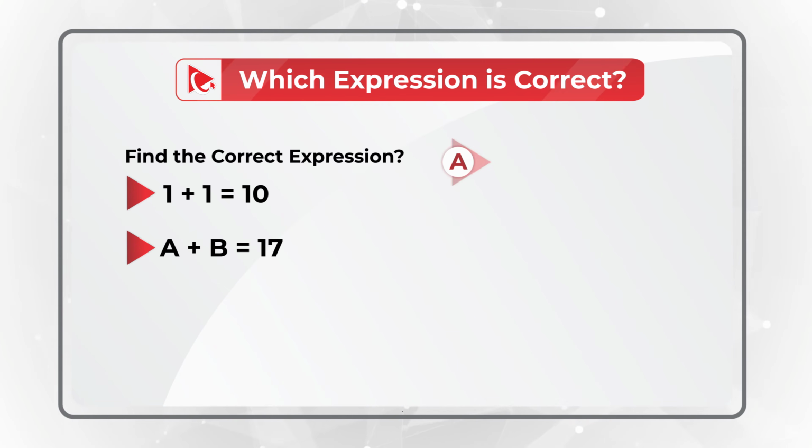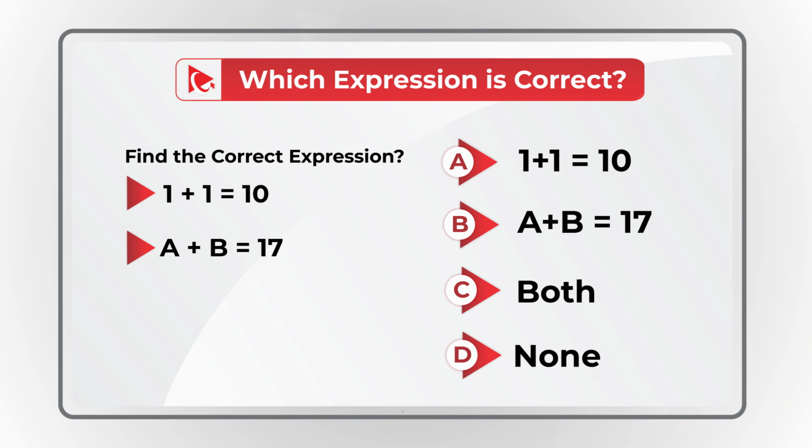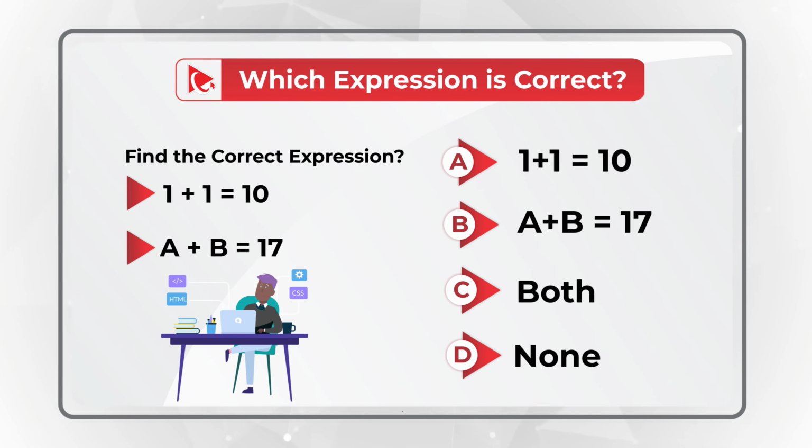Choice A, 1 plus 1 equals 10 is the correct expression. Choice B, the correct expression is A plus B equals 17. Choice C, both of these expressions are correct. And choice D, none of these expressions is correct. I'm going to give you a quick hint. If you have a degree in computer science, it might be easier for you to solve and get to the correct solution.